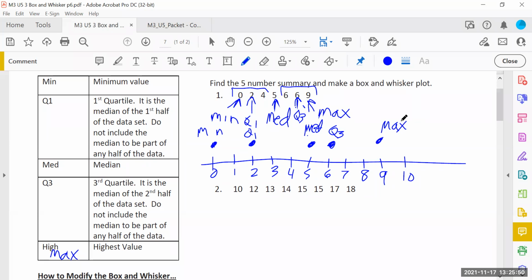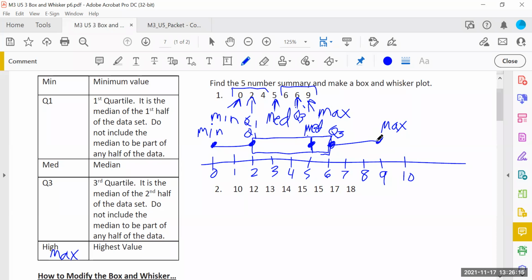So from Q1 to Q3, this is my box. The median is kind of a dividing line that cuts the box into 2 parts. The whiskers go from the box down to the minimum, which I apparently erased the I, and up to the maximum. There's my box and whisker plot.